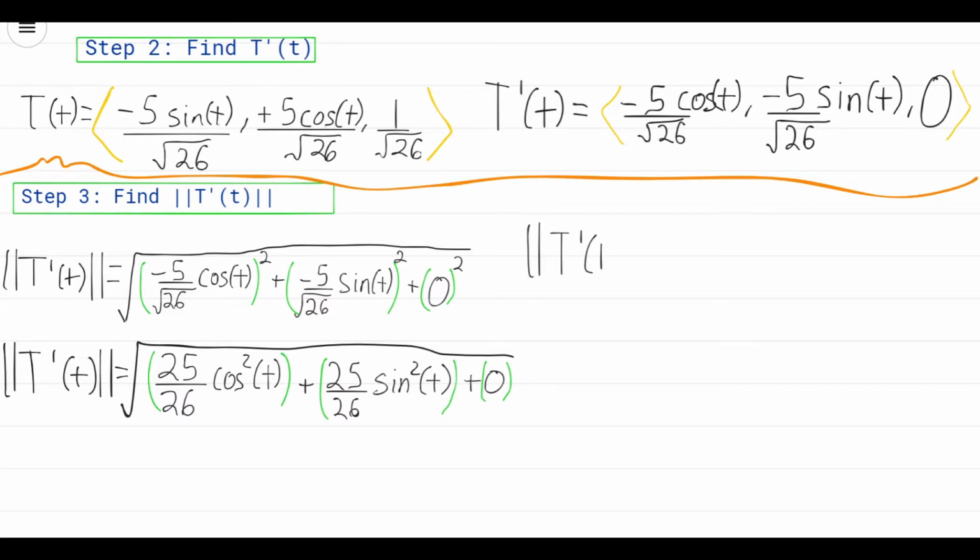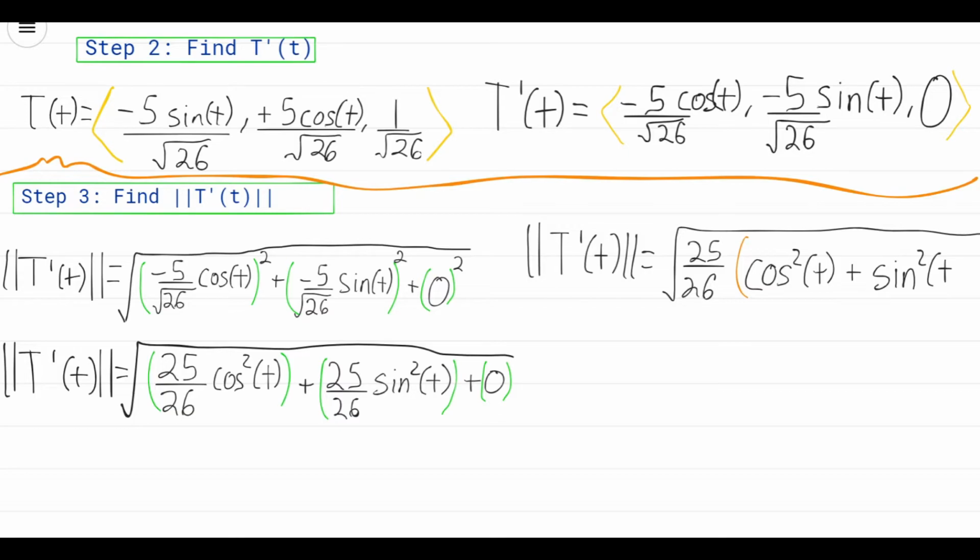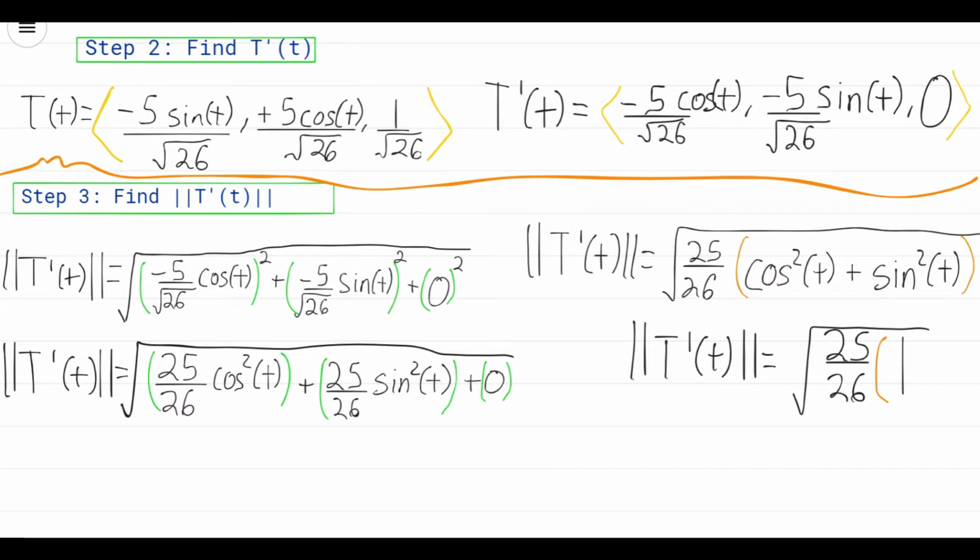So now what I'm going to do over here is I'm going to factor out the 25 over 26 for sine squared plus cosine squared, because they both have a 25 over 26, so I'm going to factor that out and eliminate the 0. In doing so, we know the Pythagorean identity of cosine squared plus sine squared is equal to 1. So essentially we can just substitute it with 1. So 25 over 26 times 1. The orange brackets are so that you know that cosine squared plus sine squared is being substituted with the 1 because it's equal to 1 according to the Pythagorean identities. Sine squared plus cosine squared is 1.